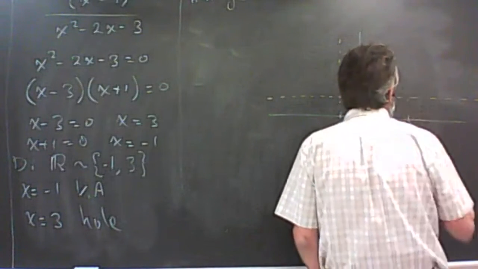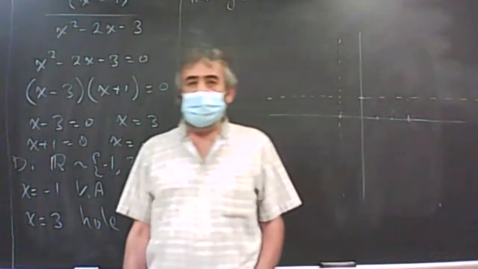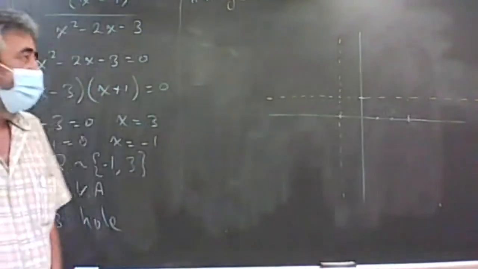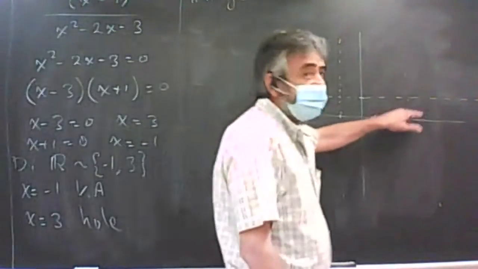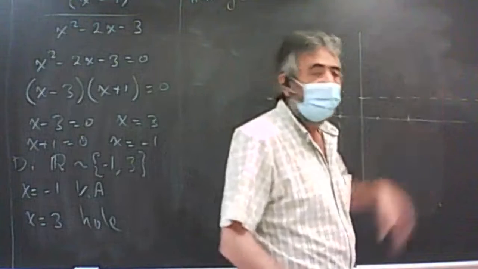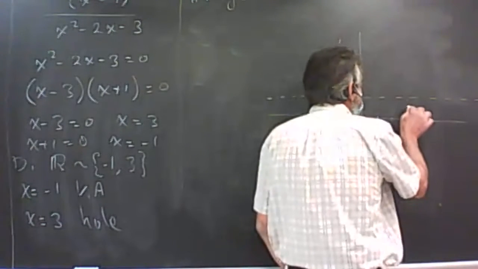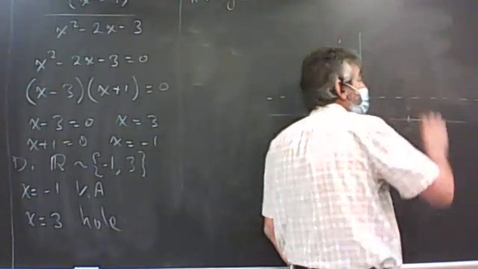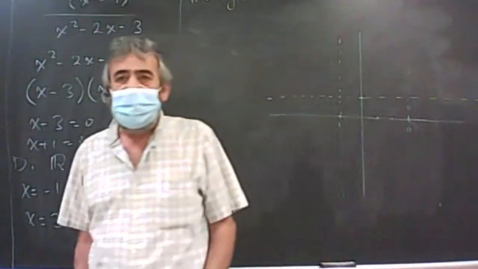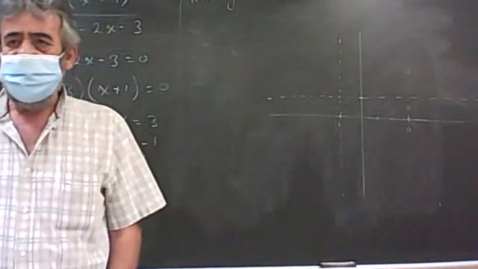Well, at 3, it's not an asymptote, right? It is simply what? Oh, but how do I know how far it goes up? How do I know where I put the circle? Do I put the circle here, here, here, here, here? I don't know yet. Let's figure that out. Okay?